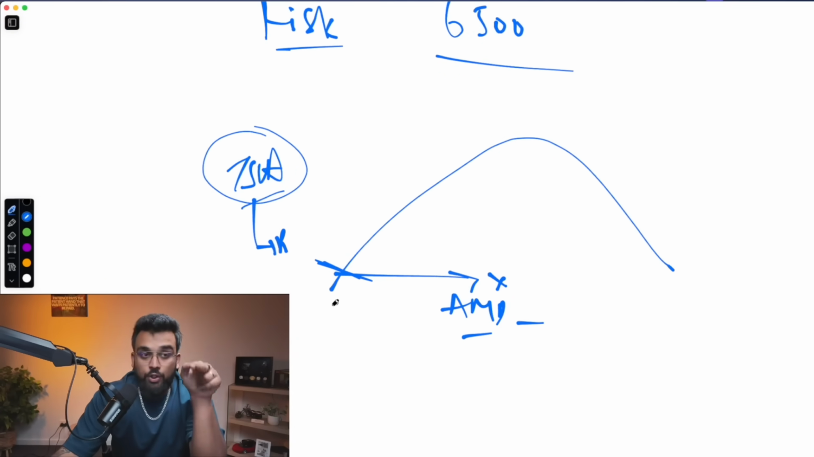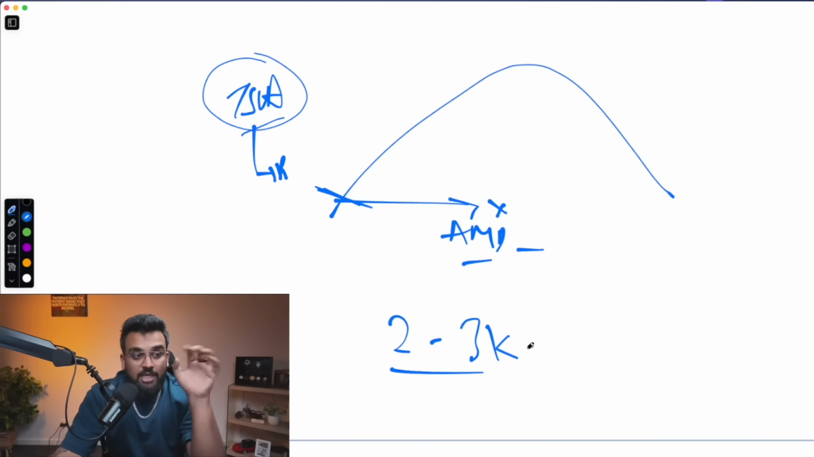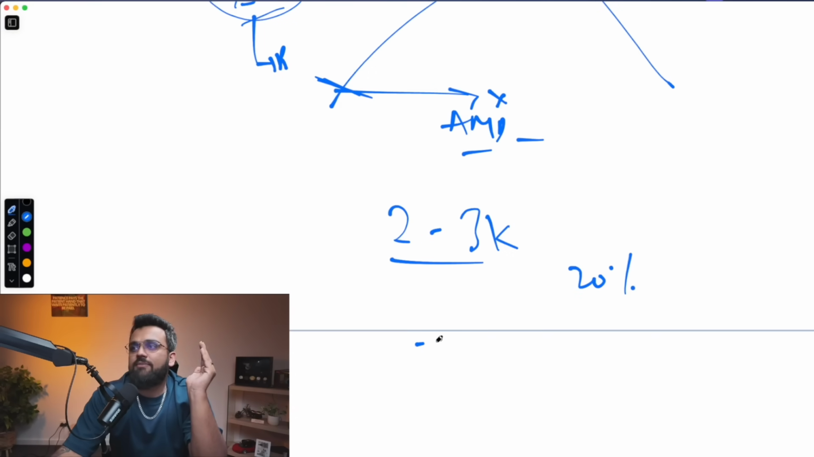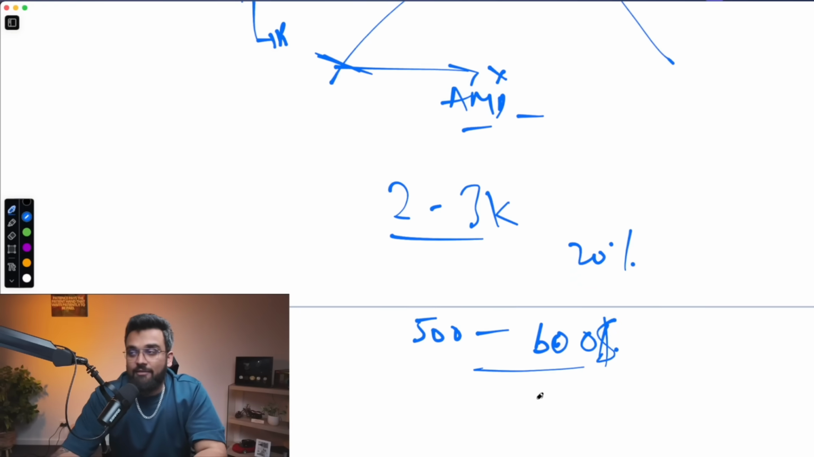Now, usually my first position size of the day is 2 to 3K. Now, I'm not risking 2 to 3K unless your stop loss is 99.9%, which is not. So I'm risking about 20%. So I'm essentially risking about, let's say, $500 to $600. All right, I'm risking like $400 to $600 only, and that's the risk that I have for the first trade.